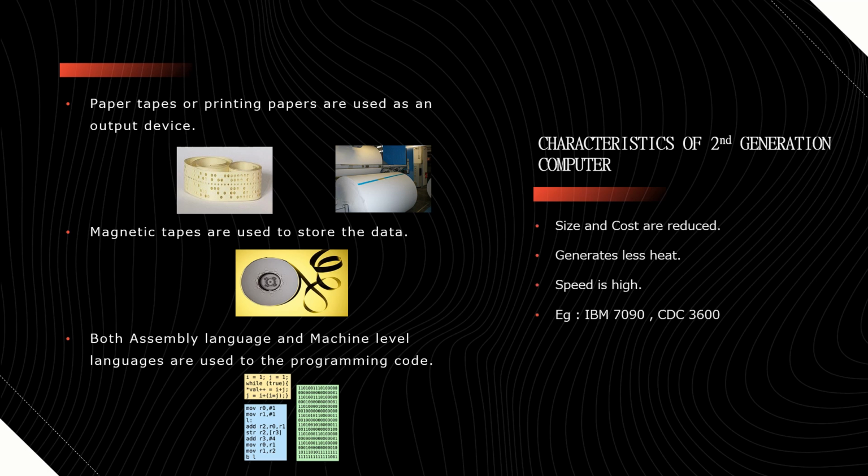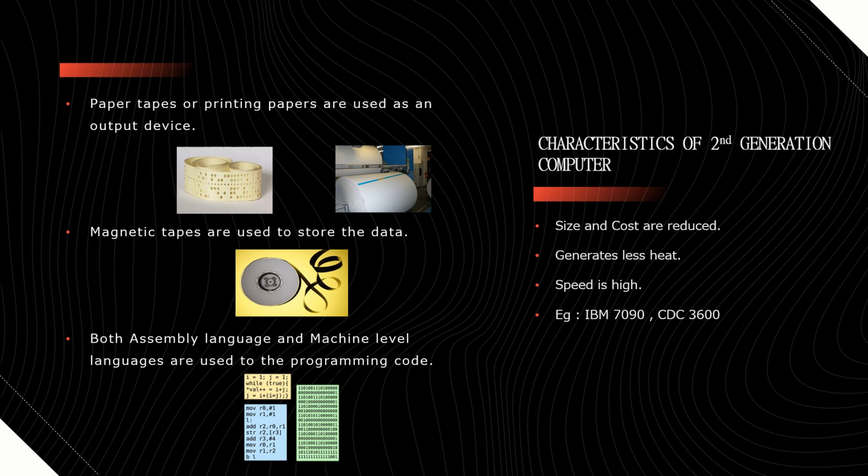The size of this generation computer is reduced. Obviously, the cost is also reduced. So, this computer is not expensive one when compared to the first generation computer. These computers are most energy efficient ones and also generate less heat as compared to the first generation computers. Because of this less heat, these computers consume less power.